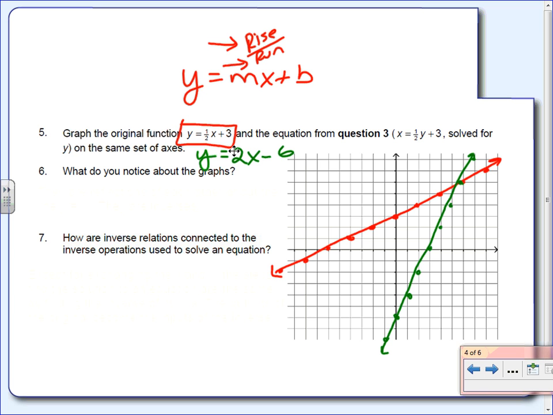All right, so let's take a look at these two graphs. Number 6 wants to know, what do we notice about these two graphs? So, Lanisa, what do we notice about these two graphs? Think about what we said yesterday when we were graphing these inverses. What happened yesterday?